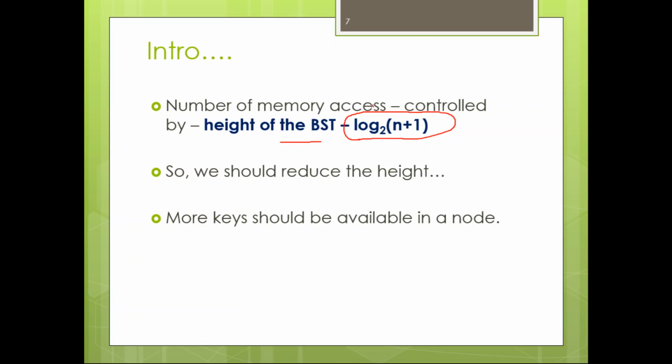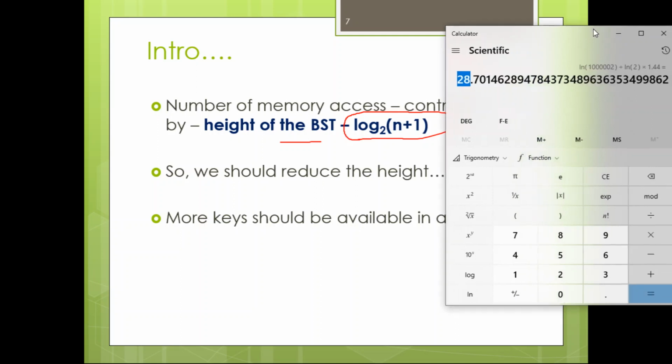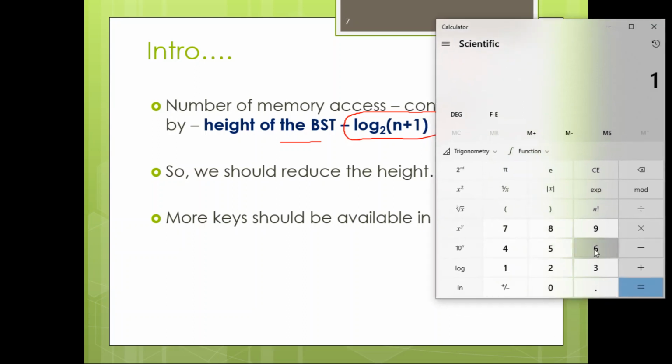You can take any number and check. Say for example, a tree has 15 nodes. Then what is the minimum height of a BST or AVL or a red black tree? You can use the same formula. So 15 nodes, in the sense it is n plus 1, so 15 plus 1, so 16. Natural log of 16 divided by natural log of 2, right?